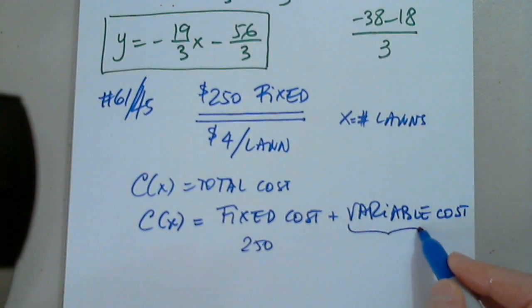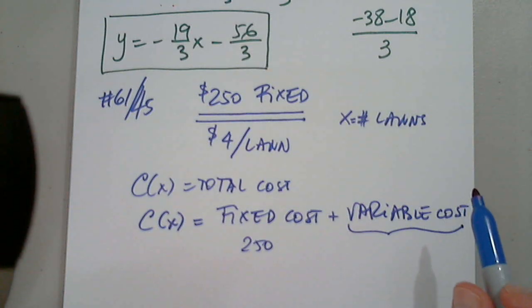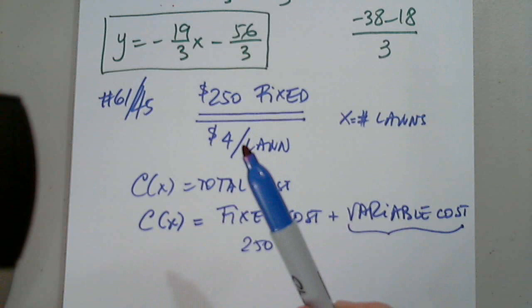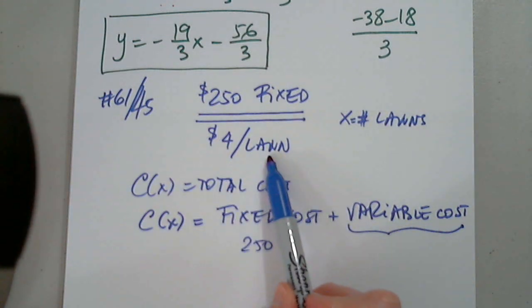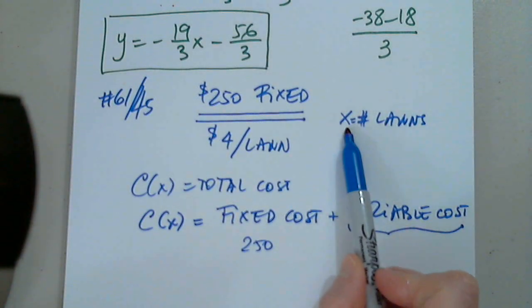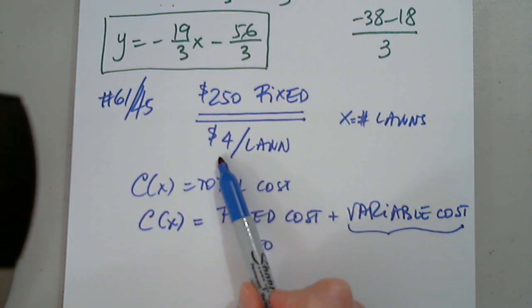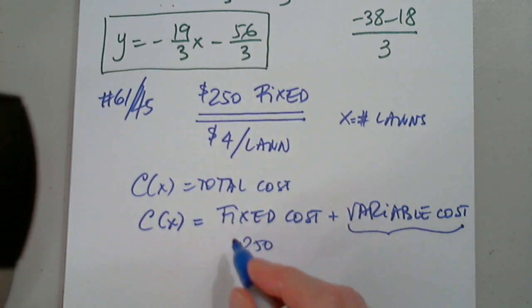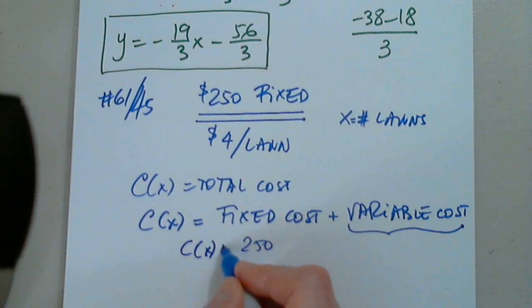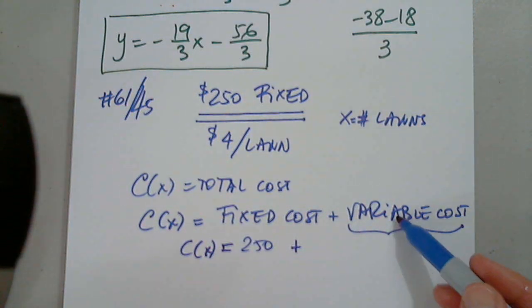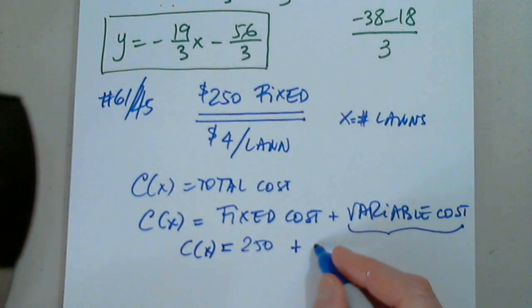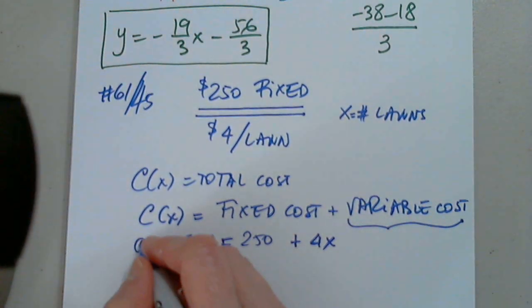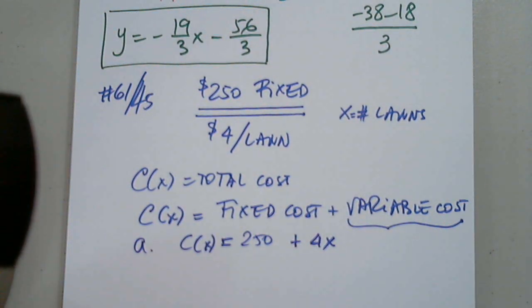How do I write the variable cost? Knowing that his cost for electricity and maintenance is $4 per lawn. For each one, he pays $4 out of pocket. For the next one, another $4. For the next one, another $4. So if this is 250 plus what? How will I write the variable cost? That's 4x. Very good. Everyone knows that. Excellent. So that is done.